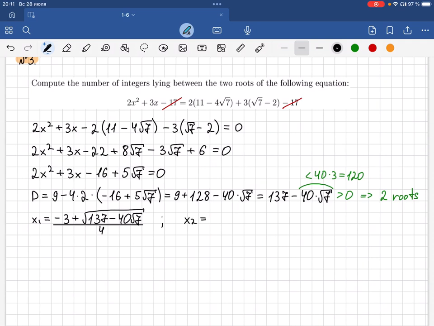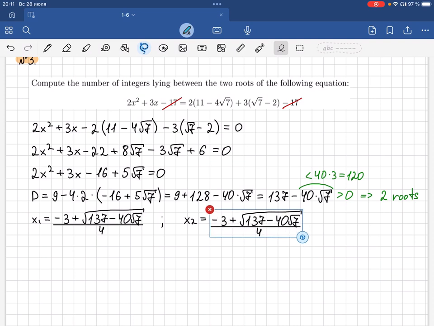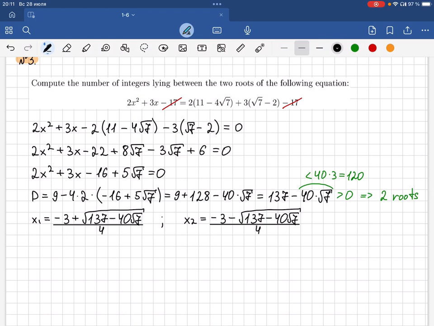And we also have the second root, which is almost the same as the first one, but we need to change these plus to minus before the square root of our discriminant. So these are our roots. And the problem here is that we don't know the exact value of the square root of 7. But the good news is that we can approximate it.